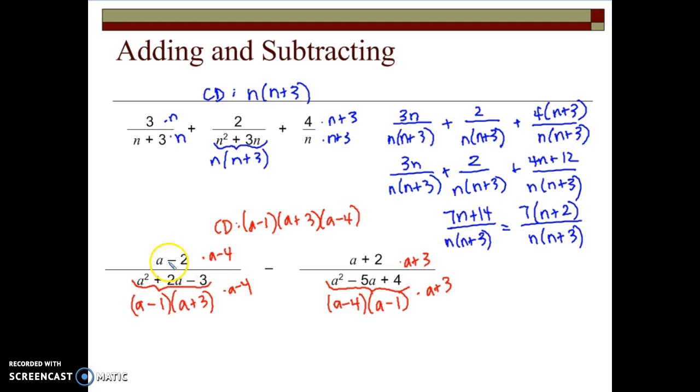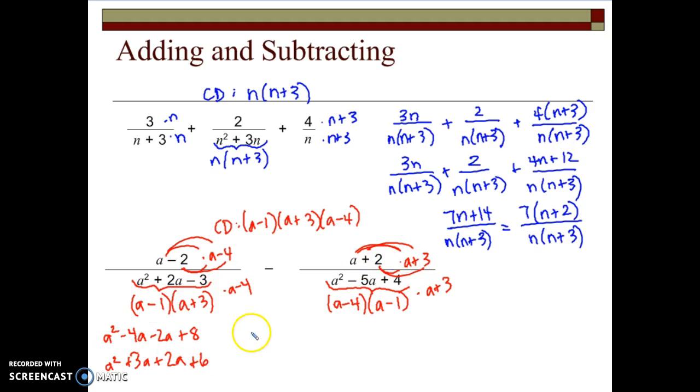All right, so for the top one, we're going to have a times a, which is a squared, a times negative 4, negative 4a, negative 2 times a, negative 2a, and then negative 2 times negative 4, positive 8. All right, and at the same time, I'm going to go ahead and multiply this one over here. So I have a times a, a squared, a times 3, 3a, 2 times a, 2a, and 2 times 3, 6.